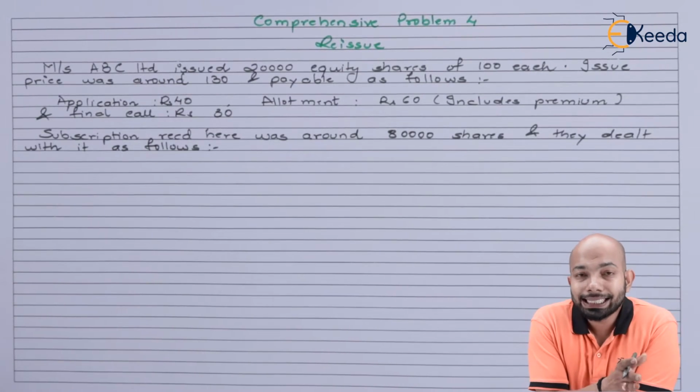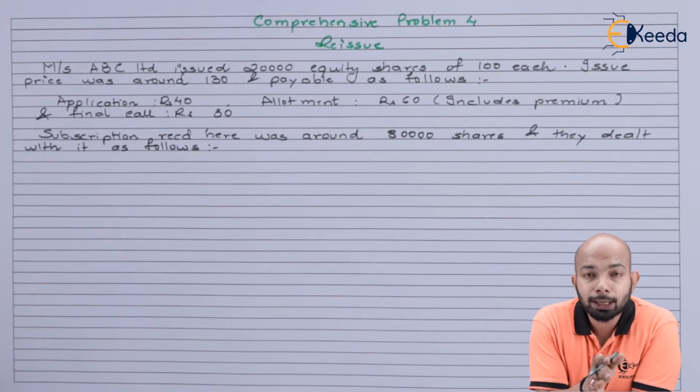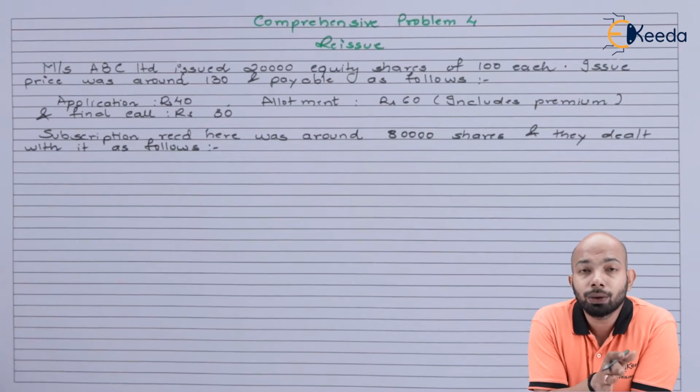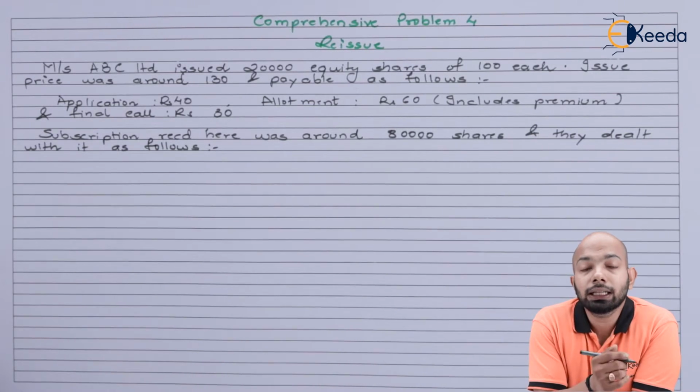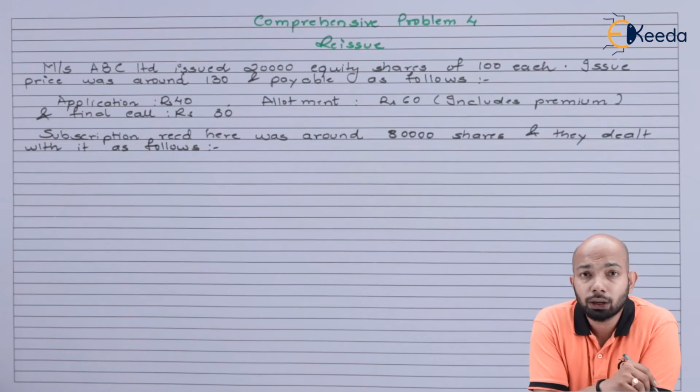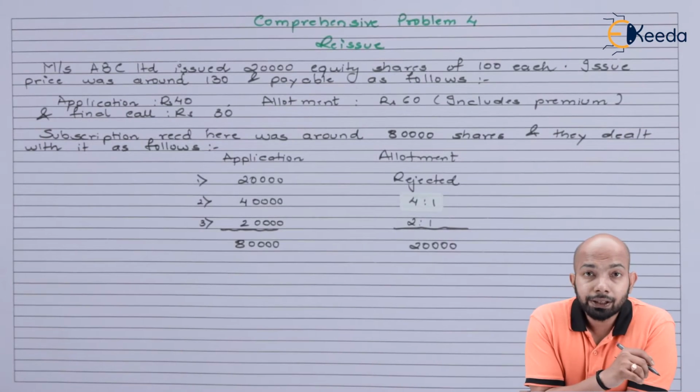Now, the subscription they received here was around 80,000. They issued 20,000, but the subscription they received is somewhere around 80,000. Now, how the company dealt with it has been described in the question. Let's figure out what exactly the company did. So the bifurcation has been given here as follows.